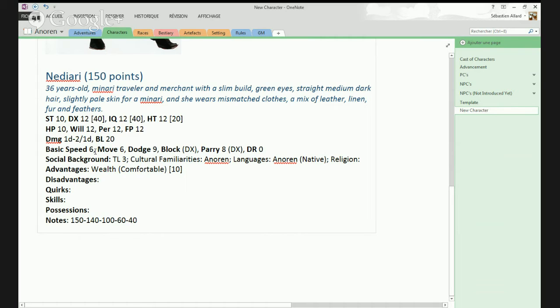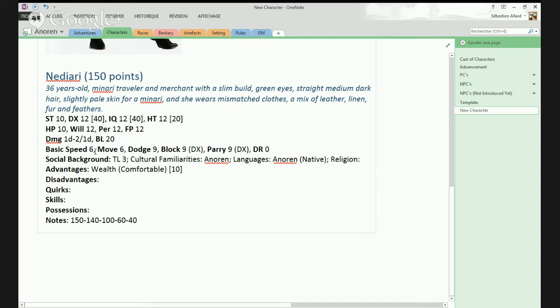So I'm going to use just dexterity for her. So you take your dexterity, you divide it by 2. Gonna write the equation here. You divide it by 2, and you add +3, like I said before. So 12 divided by 2 is 6, plus 3 is 9. And the parry will be the same.